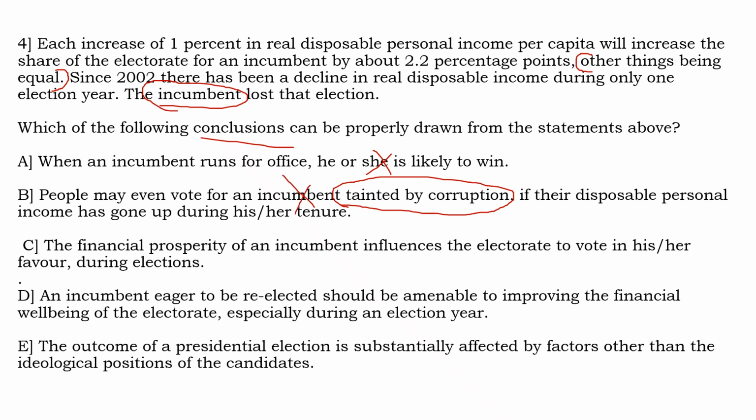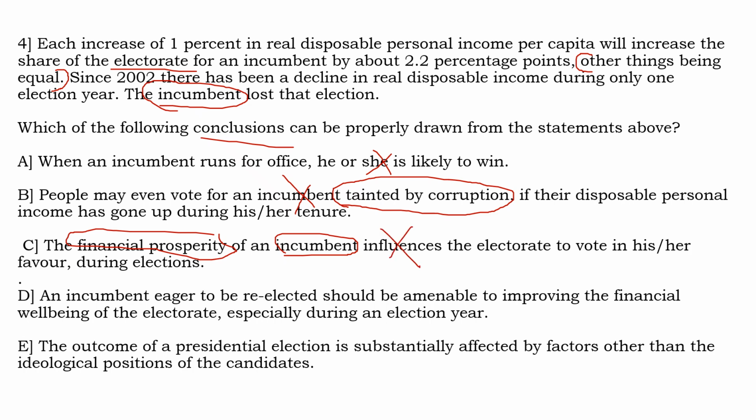Option C, the financial prosperity of an incumbent influences the electorate to vote in his or her favor during elections. See, we are not talking about the incumbent's financial prosperity. We are talking about the financial prosperity of the voters. It is not the incumbent. Incumbent means the existing candidate or the existing person who is enjoying the office. So the passage is not about the financial prosperity of the incumbent. The passage is about the financial prosperity of the electorate, or the people who are voting. So that is why this also is wrong.